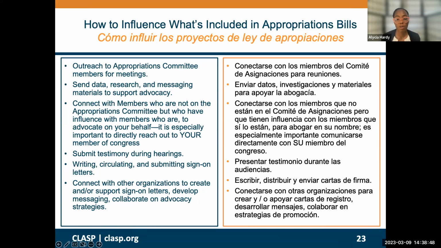You can also submit written testimony during hearings, or write, circulate, and submit sign-on letters within your organization. Or you can work in coalition by connecting with other organizations to create and/or support sign-on letters, developing messaging, and collaborating on advocacy strategies.